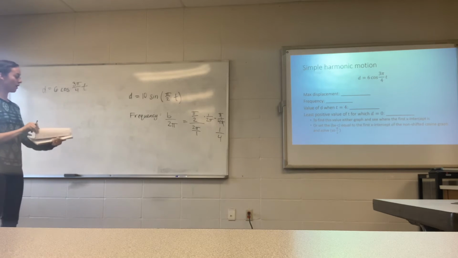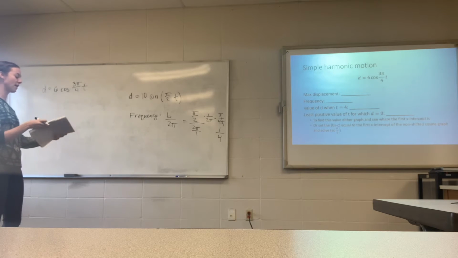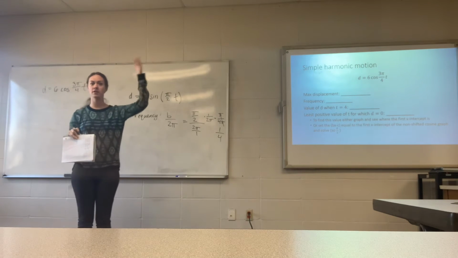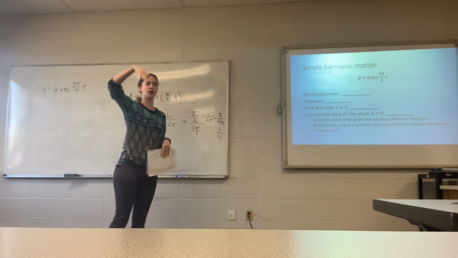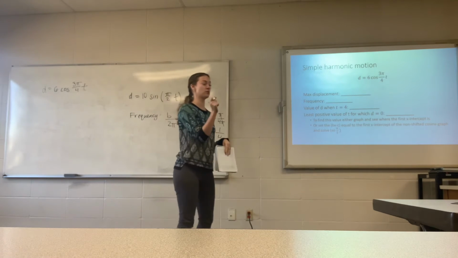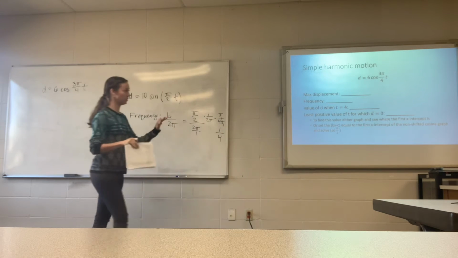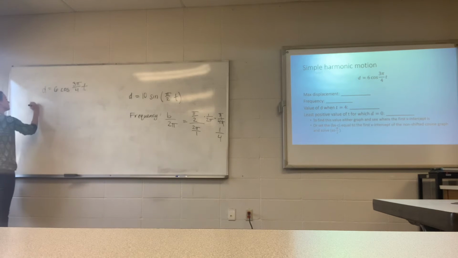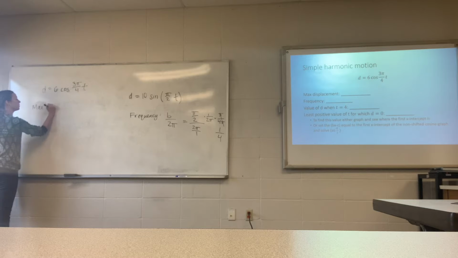I need to figure out my max displacement first of all. You know that your max displacement is your amplitude because it's how high up or how far down that ball on that spring can go. So what do we think our max displacement is going to be, Madison? 6. Yeah, so our max displacement is 6 because it's the same thing as the amplitude.